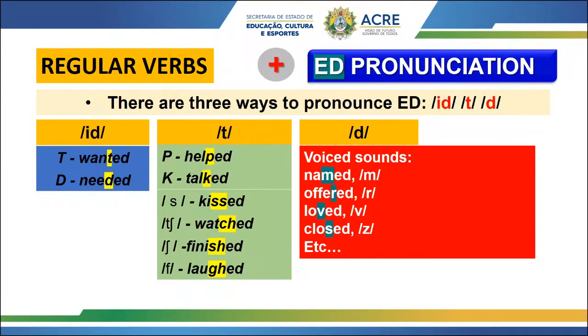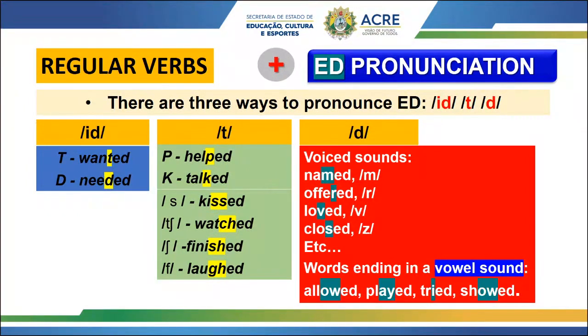And when you have words that end in vowel sounds like allowed, played, tried, showed, okay?